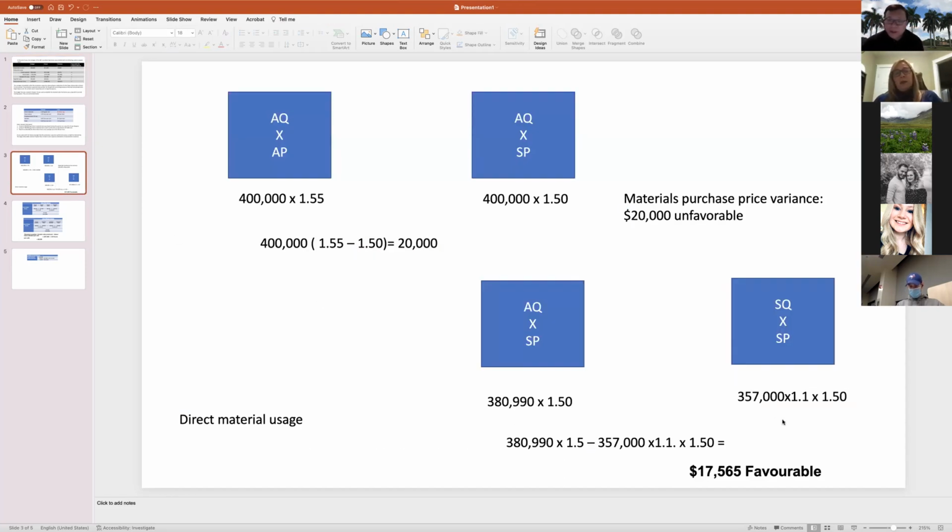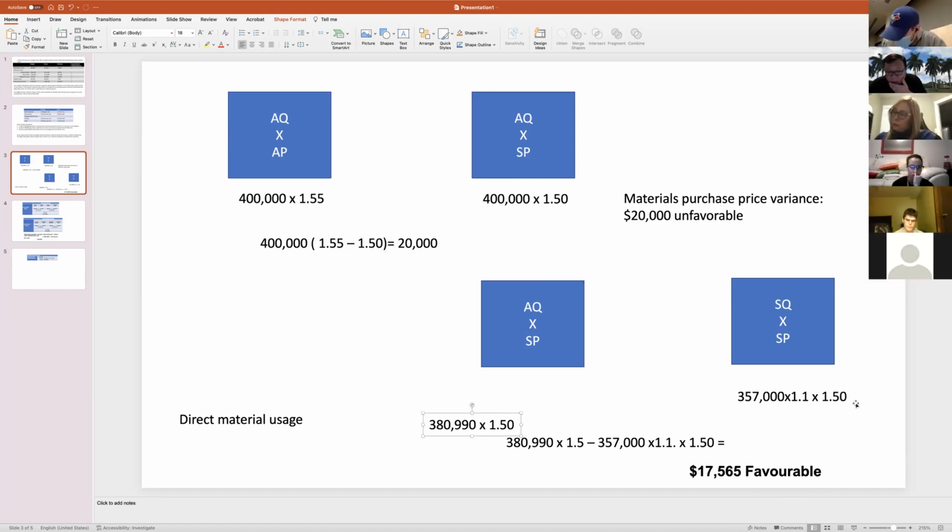Anyone else have a question about this materials price variance and quantity variance? All good? Okay, if you are okay with this, just give me a second. Please sum up one, two, three. Okay, pretty good. Let me know if you still have a question.